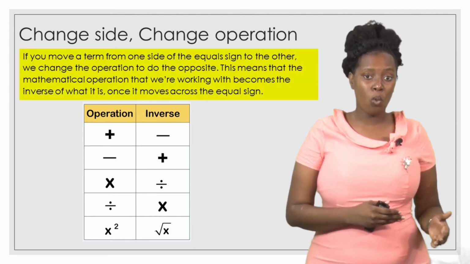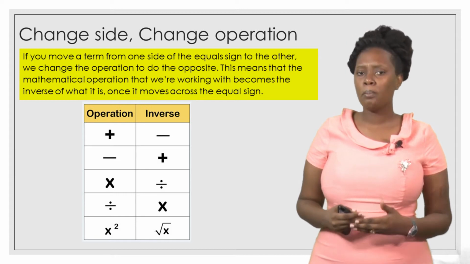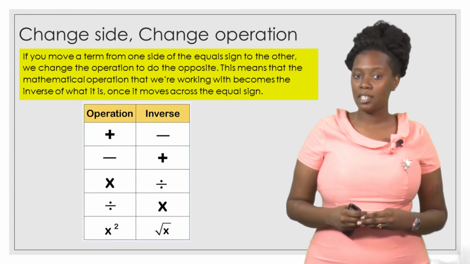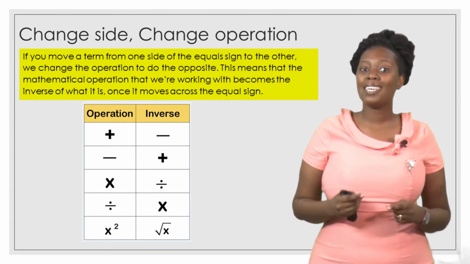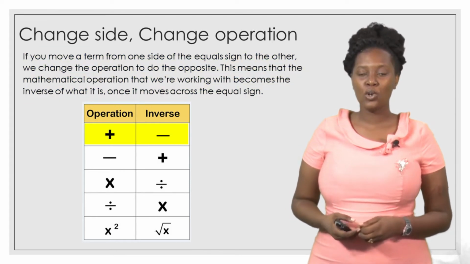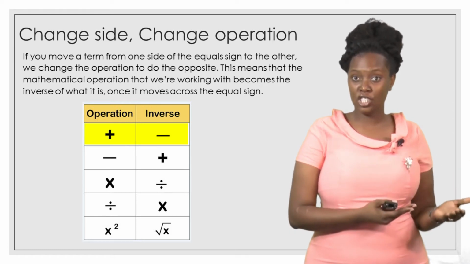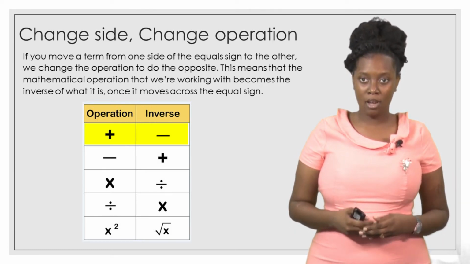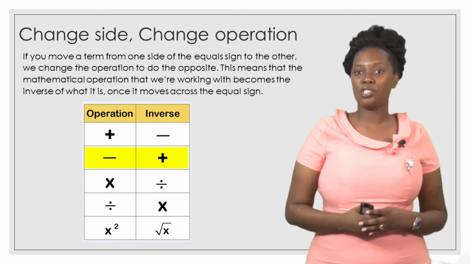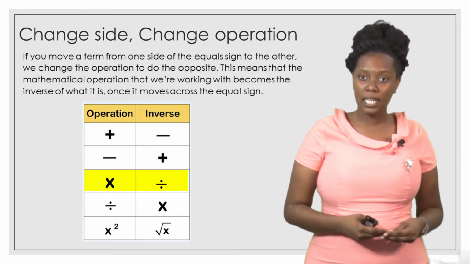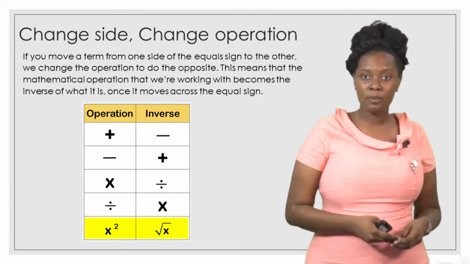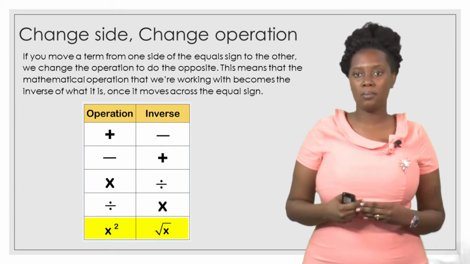If you move a term from one side of the equal sign to another, we must change the operation to do the opposite. This means that the mathematical operation that we're working with becomes the inverse of what it is once we move it across the equal sign. So let's say we were using the operation addition. When it goes across the equal sign, it becomes subtraction. Subtraction becomes addition when it goes across the equal sign also. Multiplication becomes division, and division becomes multiplication. And squares become square root, and square root becomes squares.